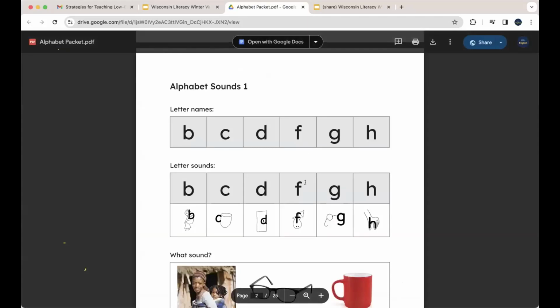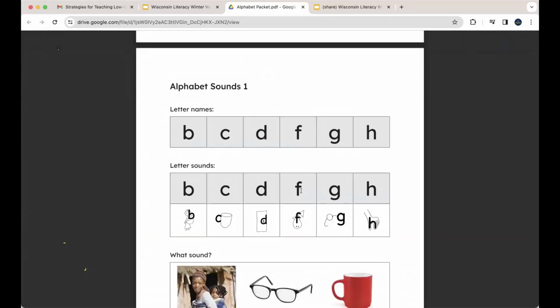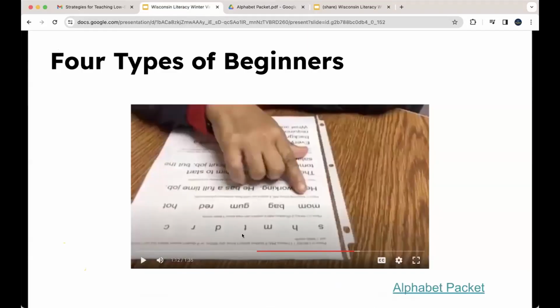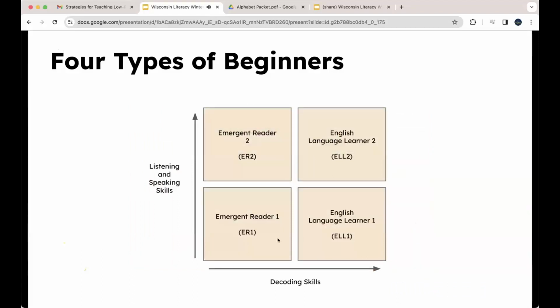So the keyword for the letter F, the sound is F, and the keyword is fish. So this student back here, she thought this was a letter F, and that's why she said fish. So she's just barely becoming familiar with some of the letters. She doesn't know all of them yet. So she's clearly at that low beginning literacy stage. So this student is an example of an Emergent Reader 1 student.